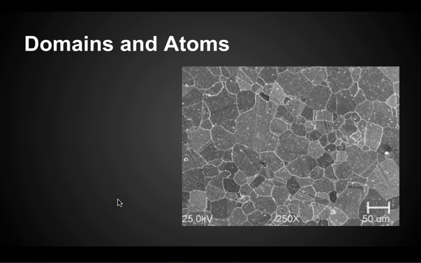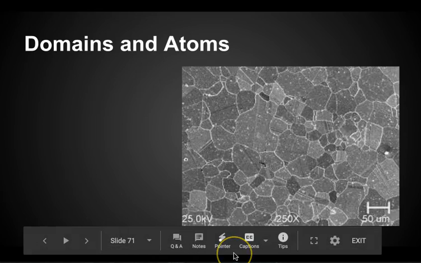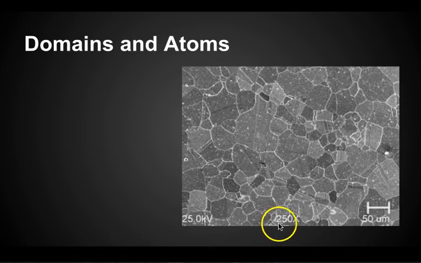So what is causing a material to become magnetized? Let's say the steel paperclip. If you use a very powerful microscope, over 250 times magnification, you would see pockets within metals called domains. These are pockets of atoms.